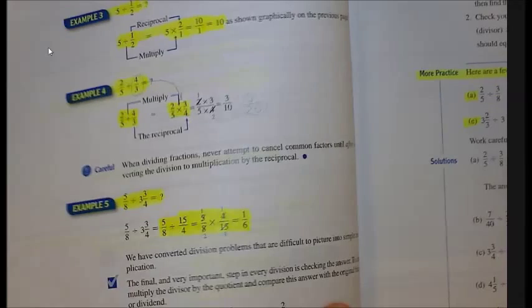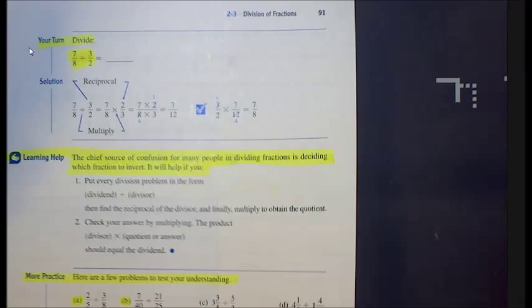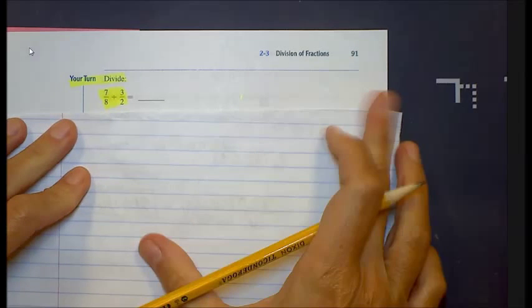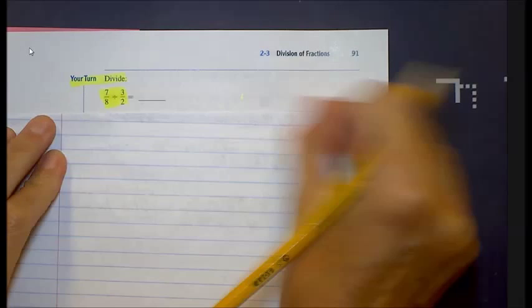Up on the top of page 91, go ahead and do 7/8 divided by 3 seconds. Set it up yourself and then peek at the answer. It is below. We'll go through this together in just a second after you've had a chance to attempt this.